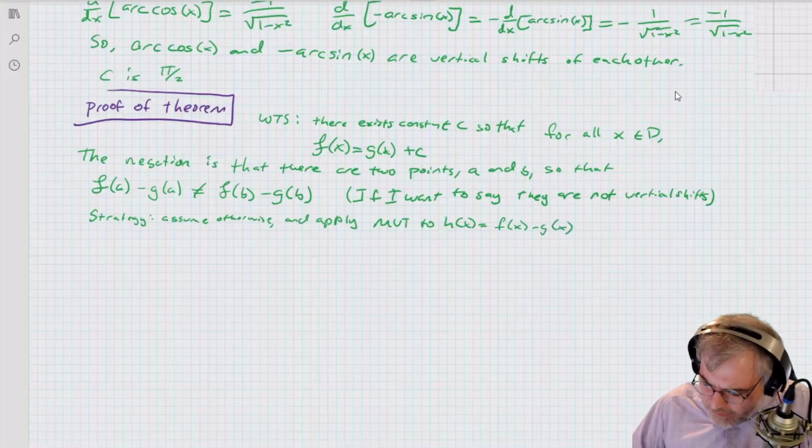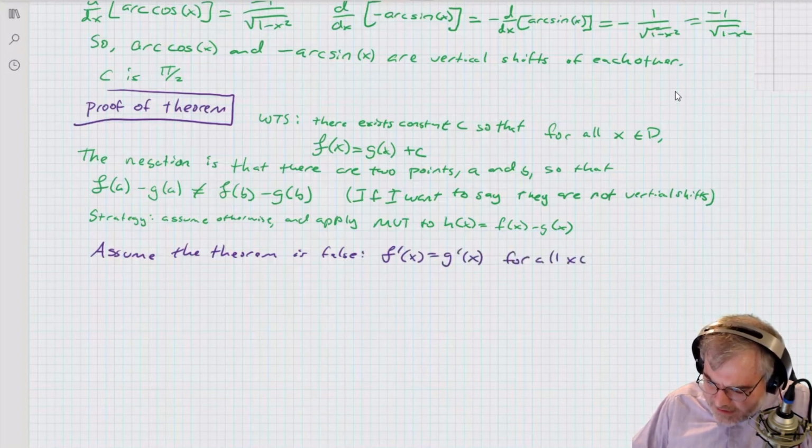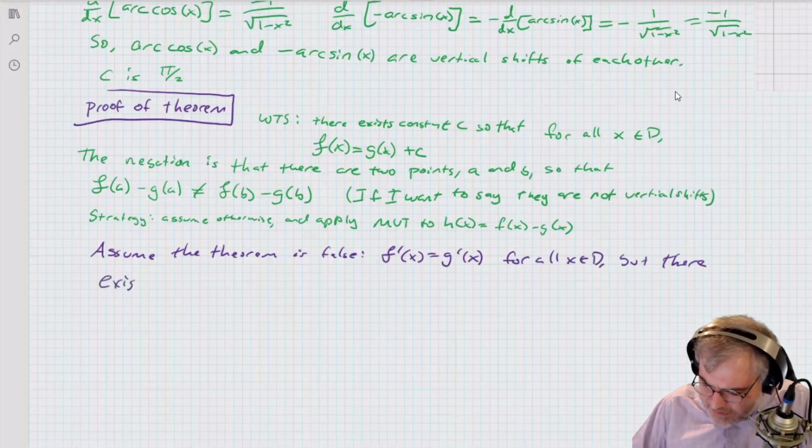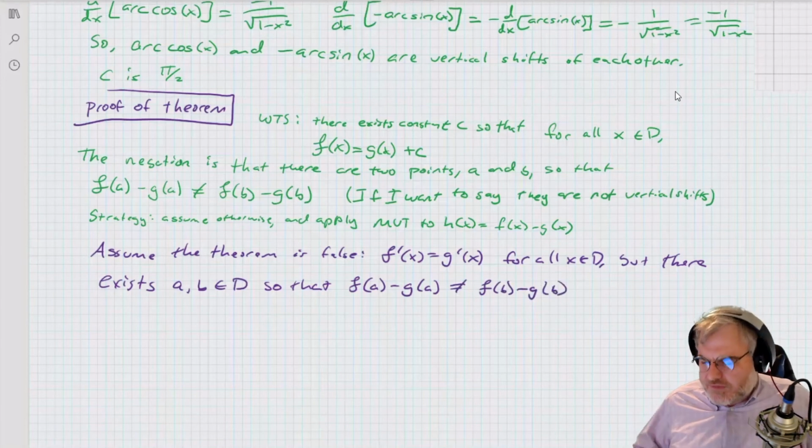Okay? So assume the theorem is false. F prime of x equals g prime of x for all x in D, but there exist A, B in D so that f of A minus g of A does not equal f of B minus g of B. So I'm assuming they're not vertical shifts of each other.